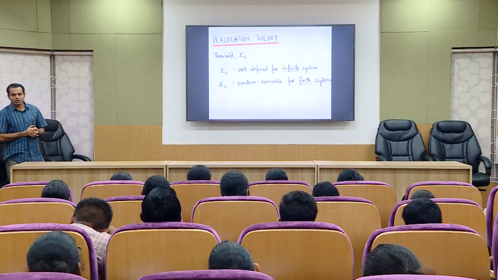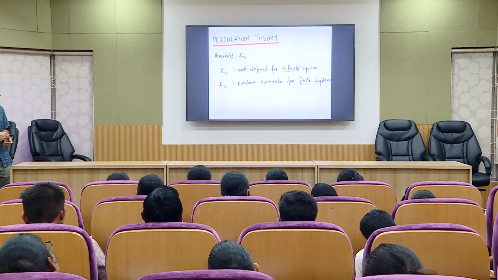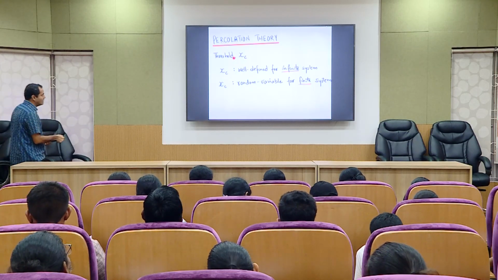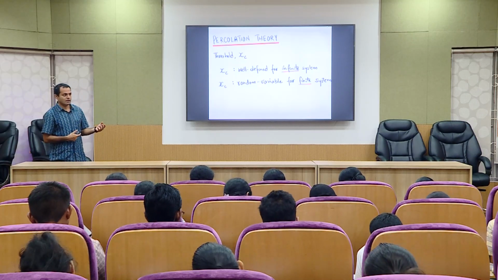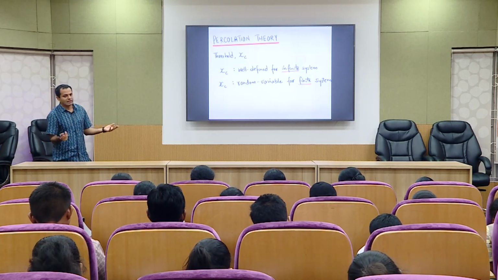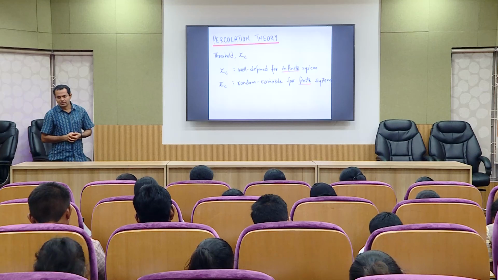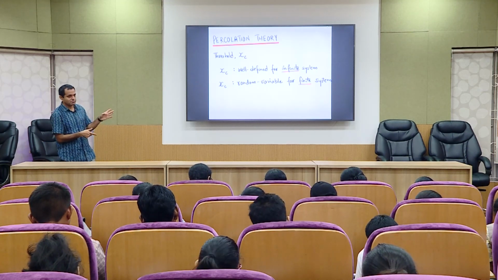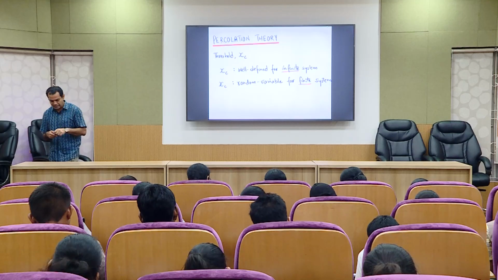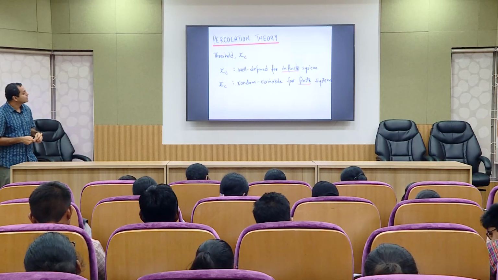So this important concept of percolation threshold has a well defined value for an infinite system or a system with a very large number of elements, and it's a random variable for a finite system. We will remember this because I will come to this point later in the talk.